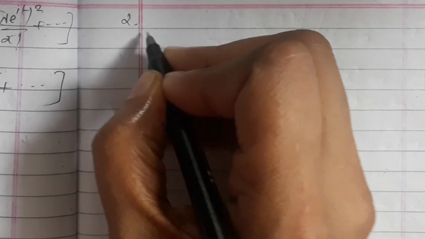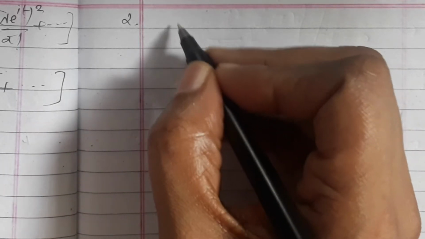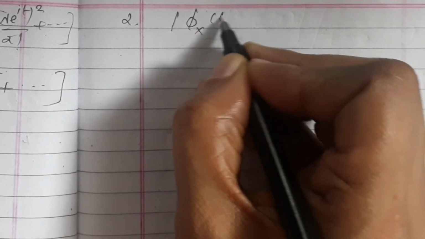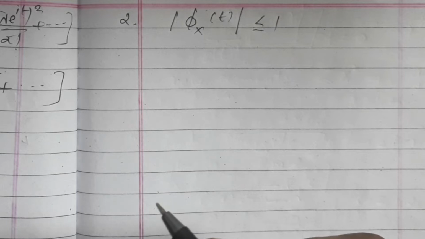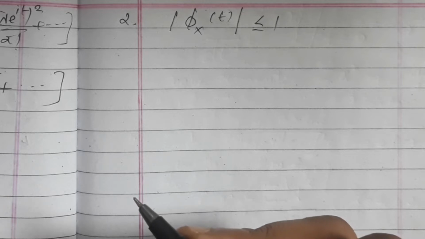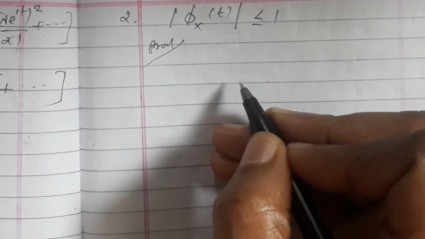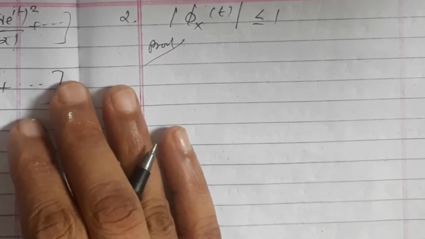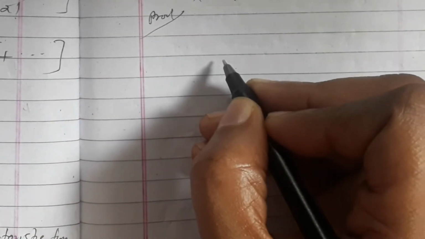And the second property is, for all real t, modulus of phi x of t is less than or equal to 1. We are doing this taking x as a continuous random variable.